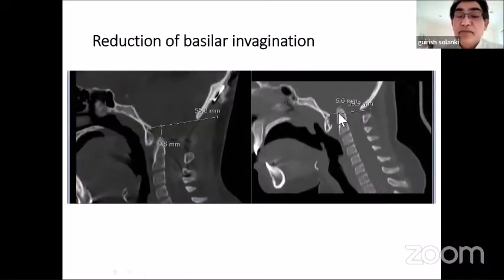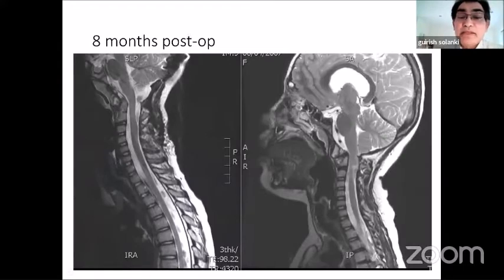And then you can see before the surgery was a type A basilar invagination, and after the surgery, the distraction of C2 down away from the foramen magnum. And then this is the pre-op picture and the post-op picture.